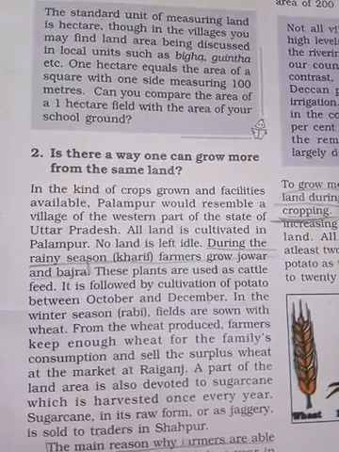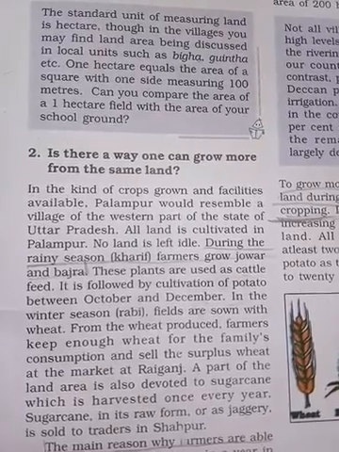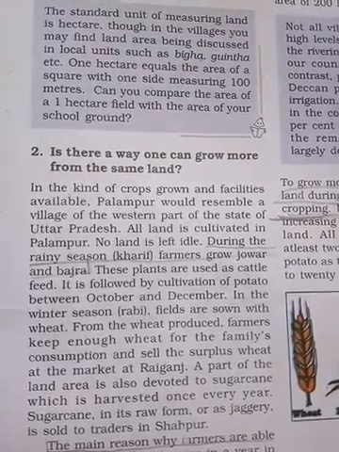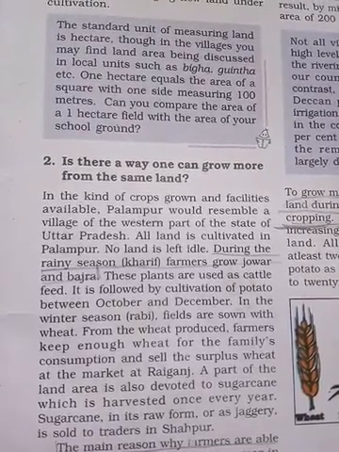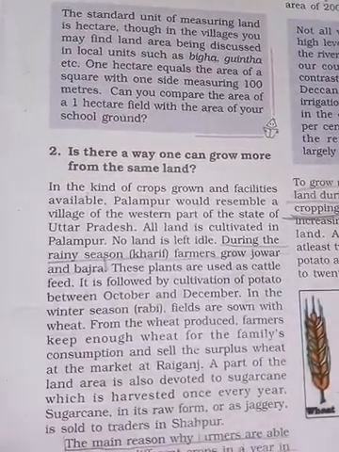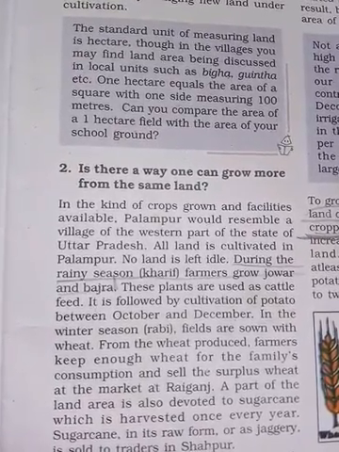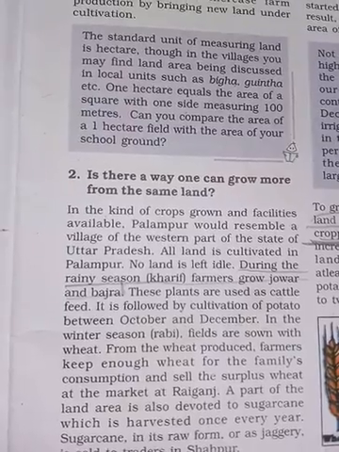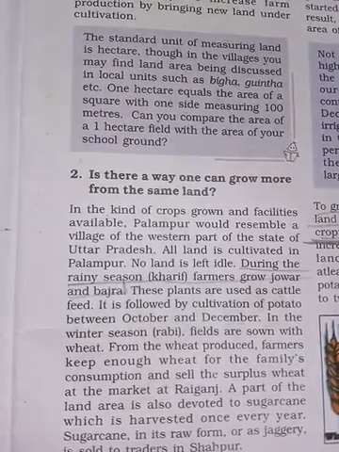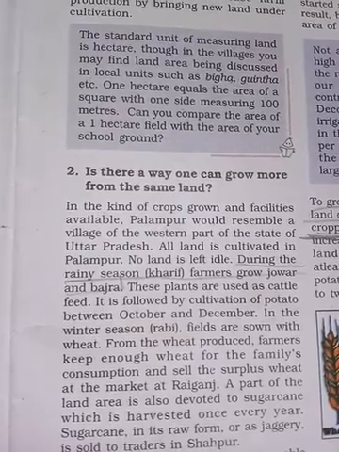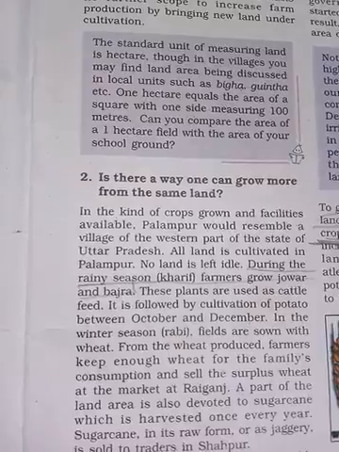During the rainy season, there is kharif crop. So they used to grow jowar and bajra. These plants are used for cattle feed. And after harvesting that, they are planting what? Potato, in the month of October to December. And after that they are growing the winter crop, that is rabi crop.